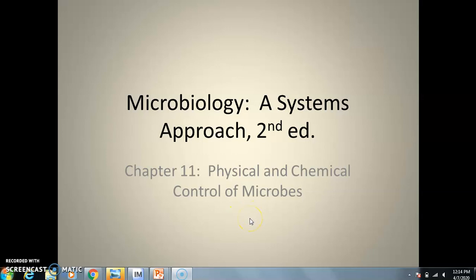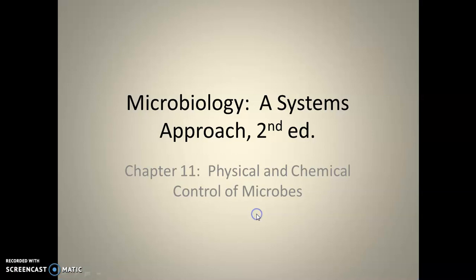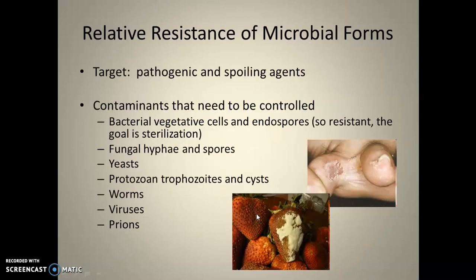All right, in the next few videos, we're going to talk about the control of microbes in our environment, as well as the attempt to destroy potentially hazardous microbes that are in our environment. So what are our hazardous microbes that we are trying to control? Our targets here are things that are pathogenic, as well as things that are spoiling agents. So we're trying to prevent the spread of disease and the spoiling of food.